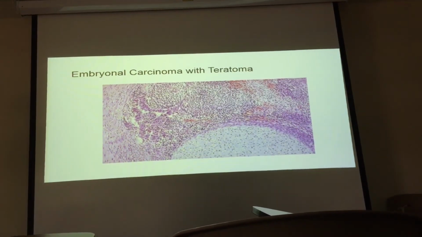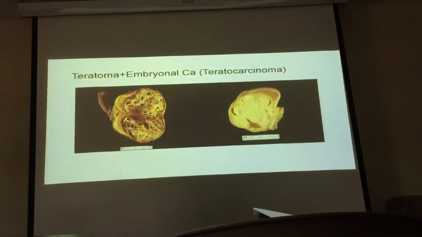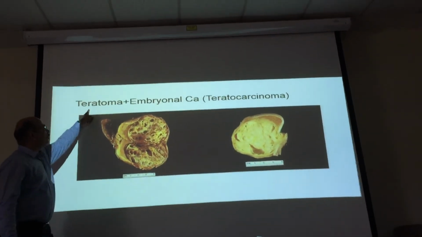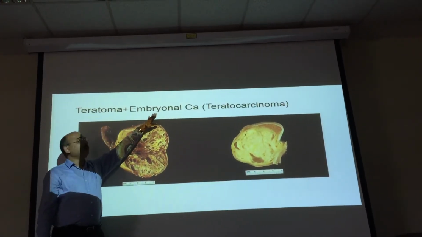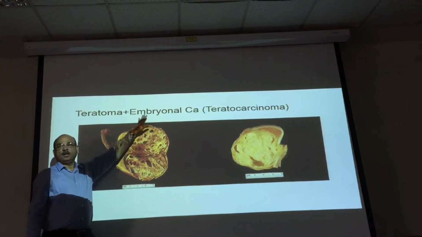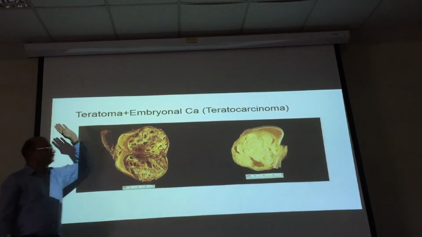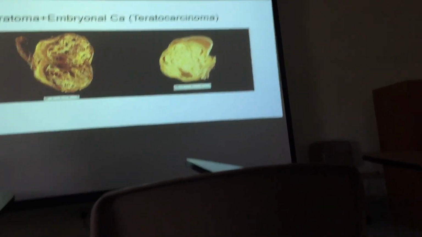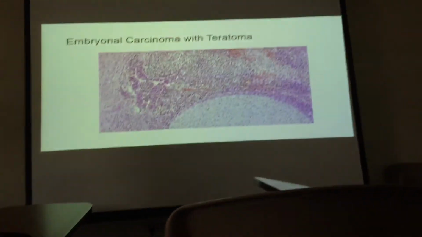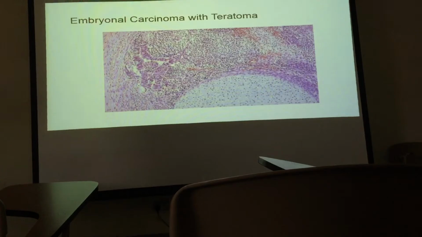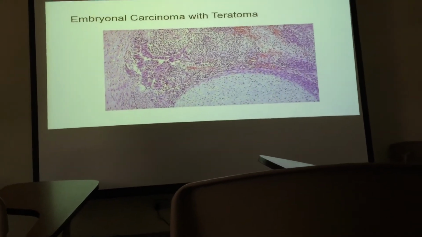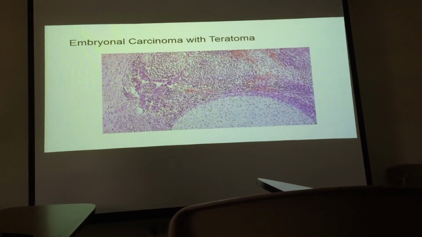Now here you can see, there is a terminology in the previous slide. Teratocarcinoma, when you find teratoma with embryonal carcinoma. If you find teratoma with embryonal carcinoma, you find cartilage, bone, and part of the tumor is showing embryonal carcinoma or yolk sac tumor component. Now here what you see in this image. Why do we call it embryonal carcinoma with teratoma? What components of teratoma are visible here?